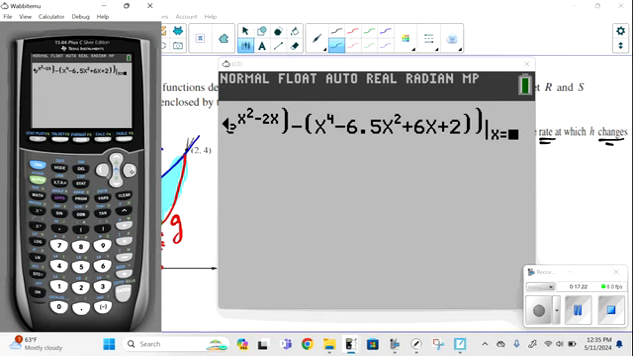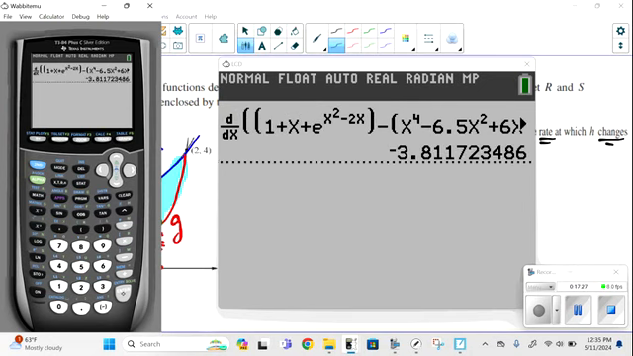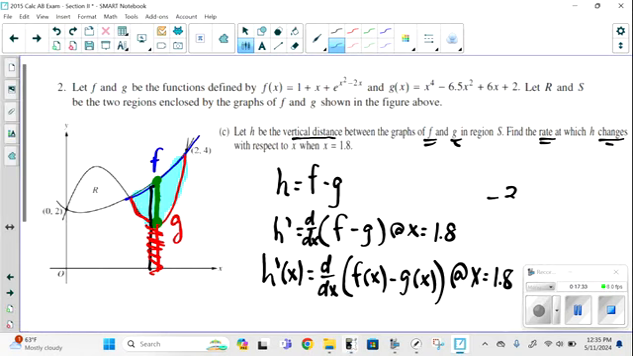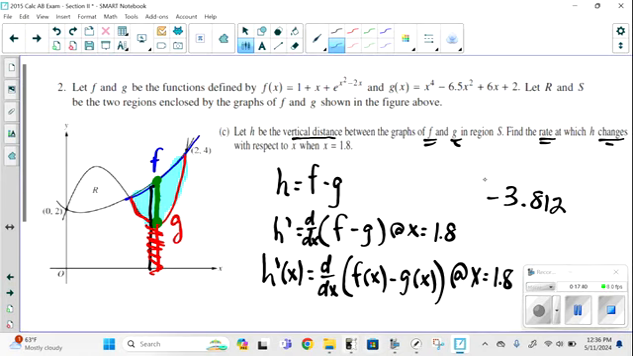Where do I want it? When x is 1.8. Right there, negative 3.812. Was it 812? Yeah, 812. It says nothing of a label.